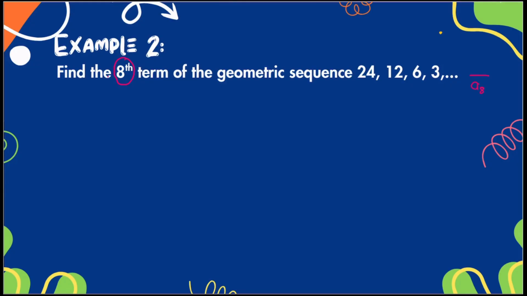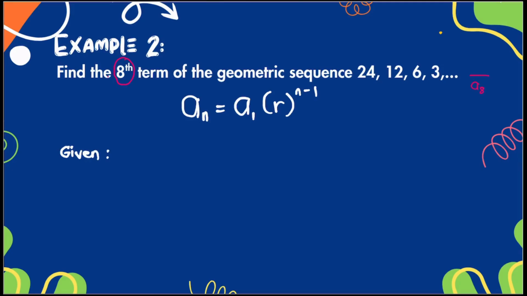Okay? So let me write first the formula that we will be using to solve this problem. So we have a sub n is equal to a sub 1 multiply r raised to n minus 1. So yun yung formula ng geometric sequence. Okay, so in that formula, malalaman natin kung ano yung mga kailangan natin. So let me write the given. So tingnan muna natin yung mga given natin.